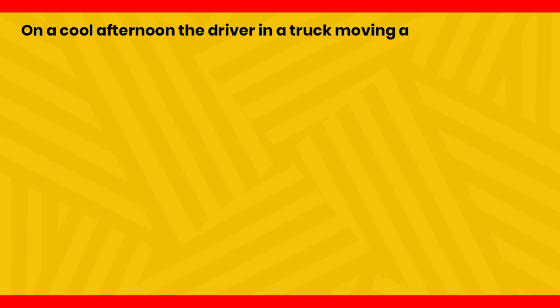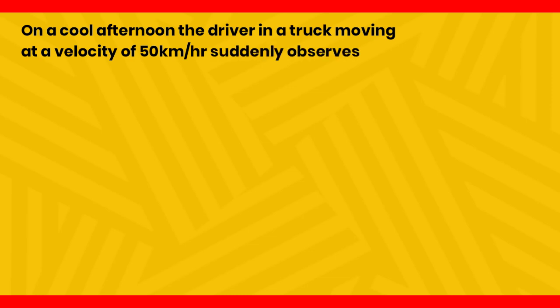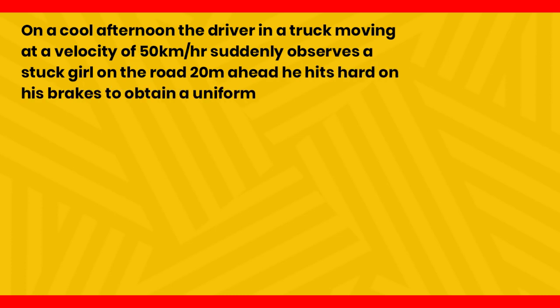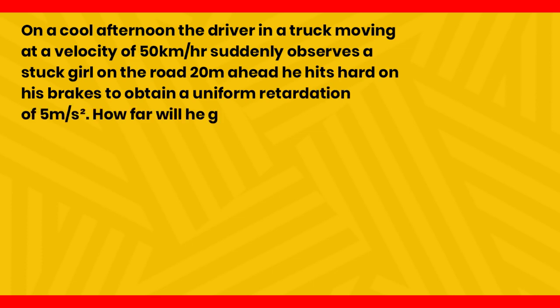On a cool afternoon, the driver in a truck moving at a velocity of 50 km per hour suddenly observed a stuck girl on the road 20 meters ahead. He hits hard on his brakes to obtain a uniform retardation of 5 meters per second square. How far will he go before stopping?